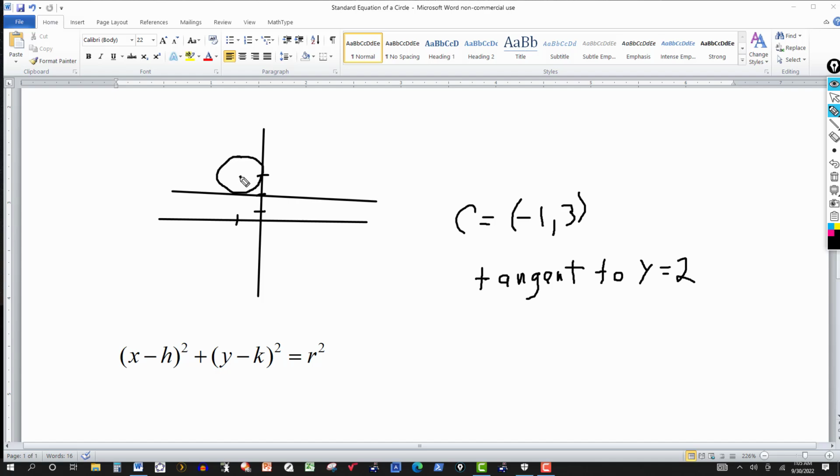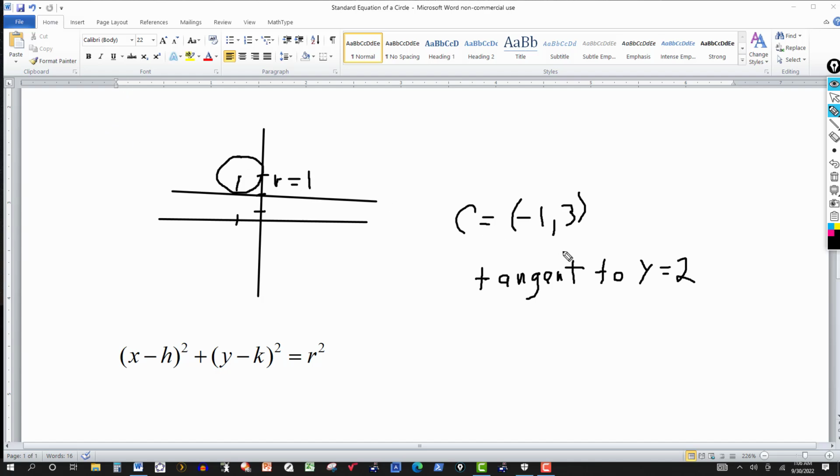So if I draw a radius from the center to the point of tangency, that's going to be a perpendicular distance. It's going to be perpendicular to the line at that point of tangency. And of course, that goes to the circumference of the circle, so that's going to be your radius. So that's going to be what? 1 unit here. That tells me that the radius is equal to 1.